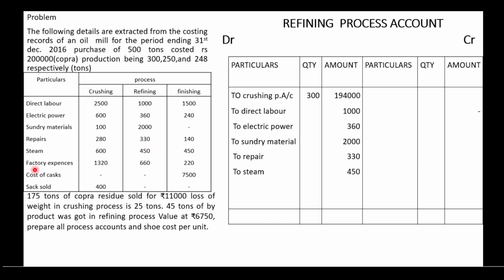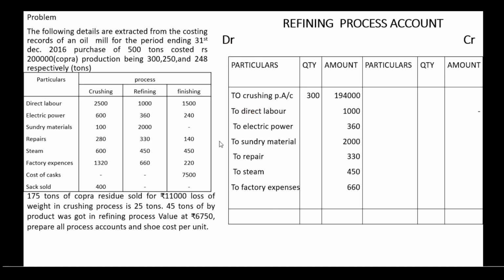Next, factory expenses. To factory expenses, refining amount 660 rupees. So all the information given for this refining process has been entered here. The crushing process account and the other expenses are entered in the debit side.